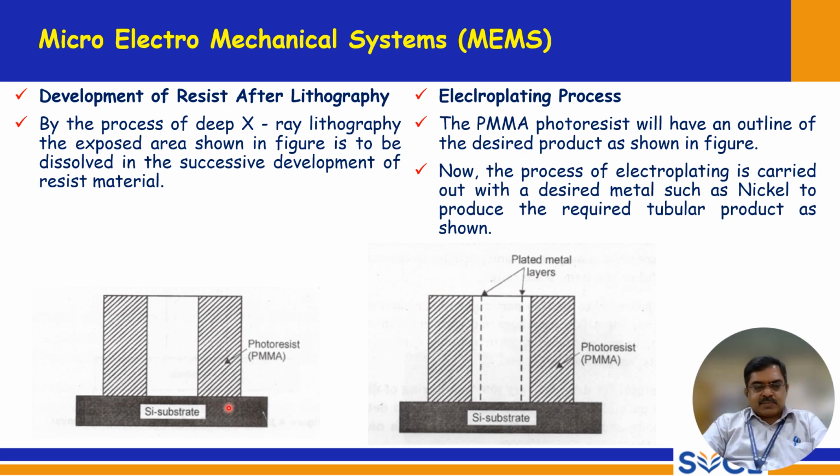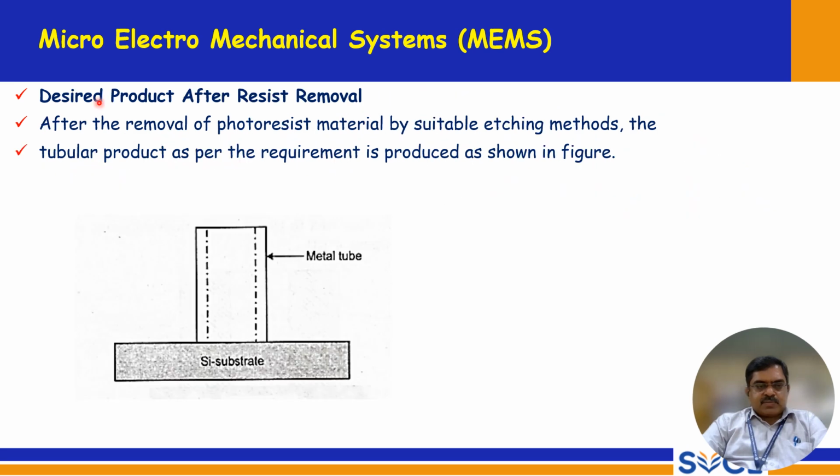And the next step is the direct product after resist removal. So after removal of the photoresist material by suitable etching methods, the tubular product as per the requirement is produced. So this is the tubular product produced in this process. So that is about MEMS and how MEMS are manufactured, and what the MEMS manufacturing processes involved are. We have discussed here. And next we will move to nanosensors.